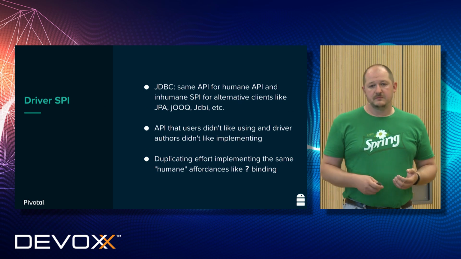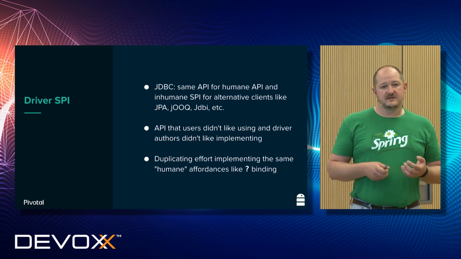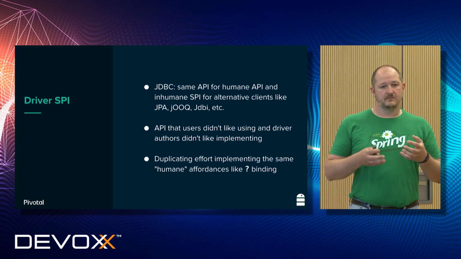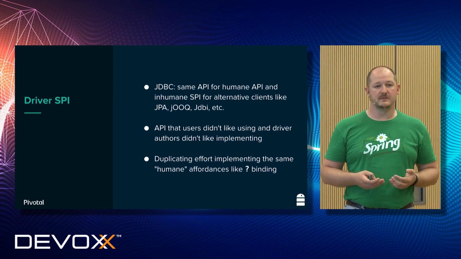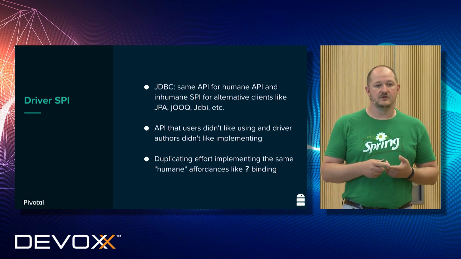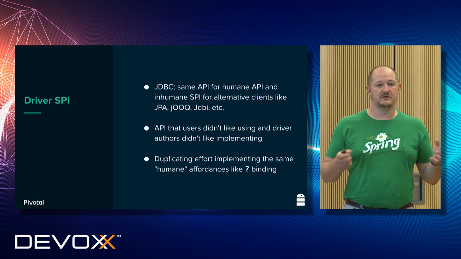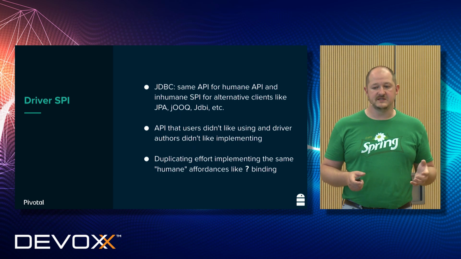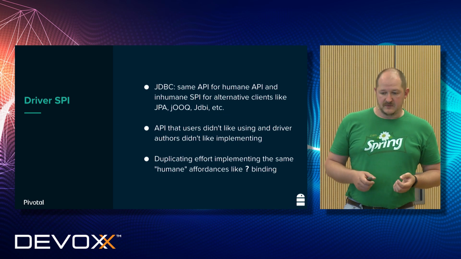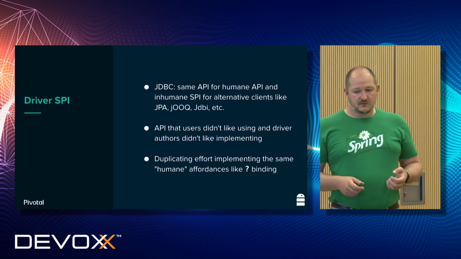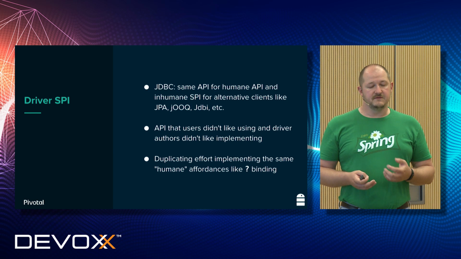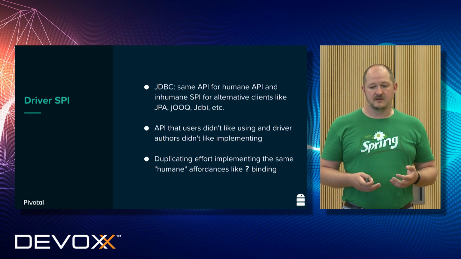So what do I mean with humane API? These are the things that take things like JDBC and build more functionality, more abstractions on top of that, like jOOQ is providing with their DSL to generate SQL, like JPA is doing with mapping of entities, these kind of things.